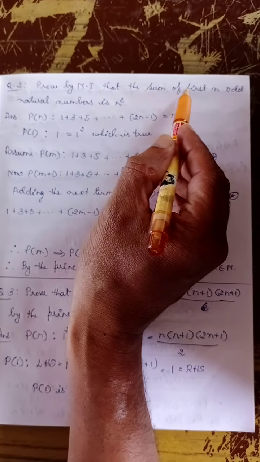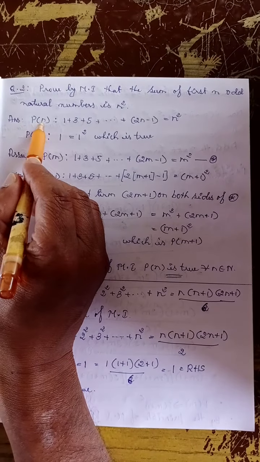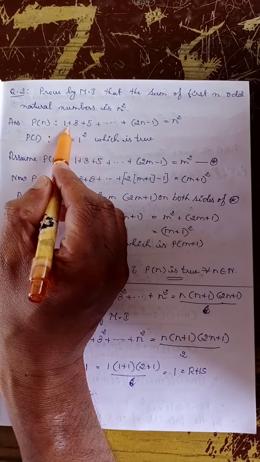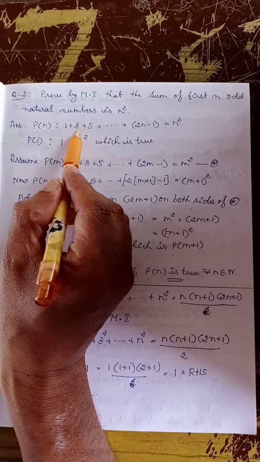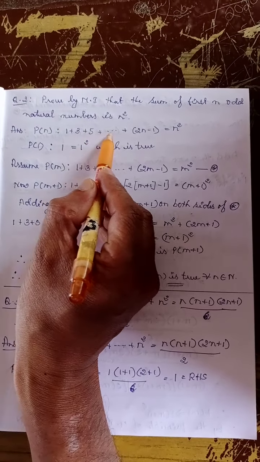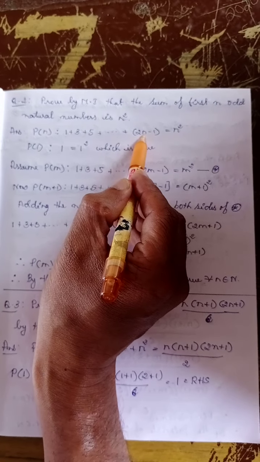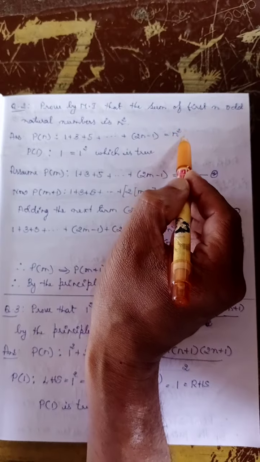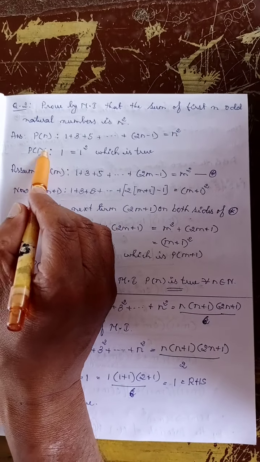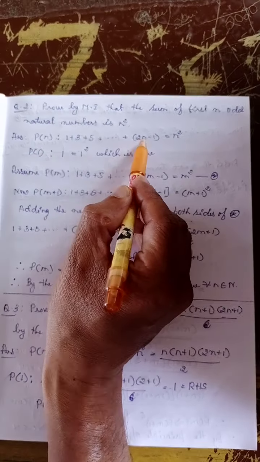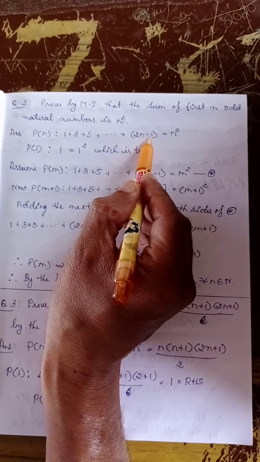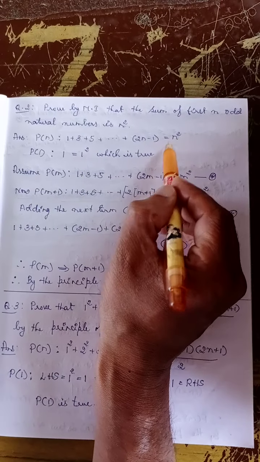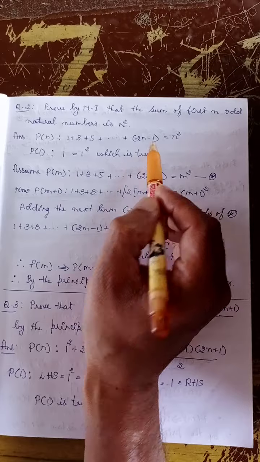Sum of the first n odd natural numbers, that is the given statement p of n. The first n odd natural numbers are 1 plus 3 plus 5 plus etc. Its nth term is 2n minus 1. We have to prove that this is equal to n square. First we verify whether p of 1 is true. Here 2 into 1 is 2, 2 minus 1 is 1. The right hand side, 1 square, is also 1. Therefore p of 1 is true.